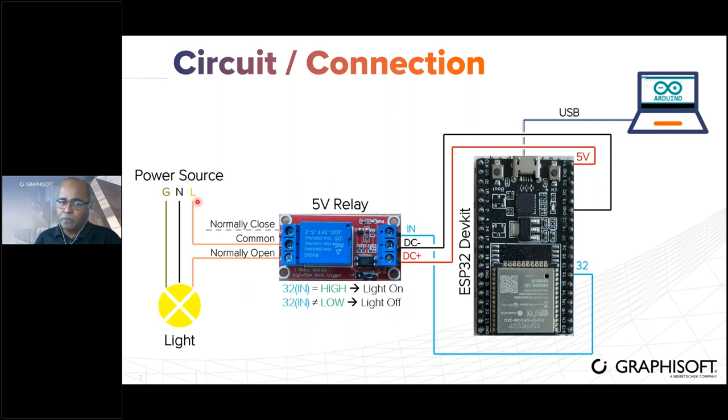Then this is the actual electrical connection. As I mentioned, I didn't touch any of our electrical connections, so I don't get electrocuted. I was just using a pet project to show, right? The ground is connected, the neutral is connected, and the line goes into the relay and goes out to the bulb. If the relay has the on signal, this connection will connect and the light bulb will glow, right? So that's how it works.